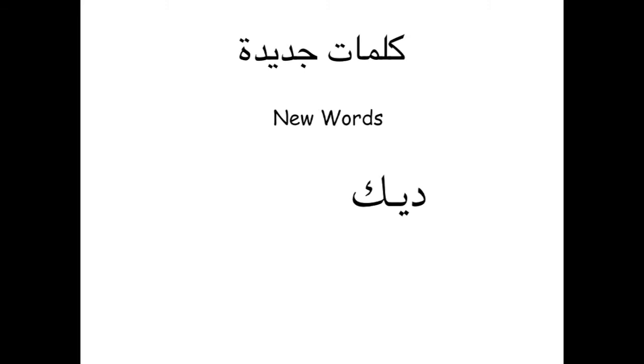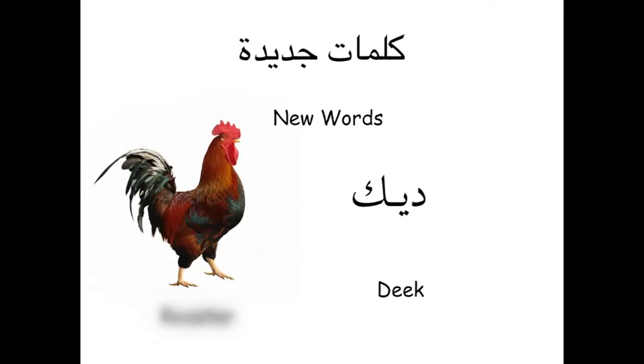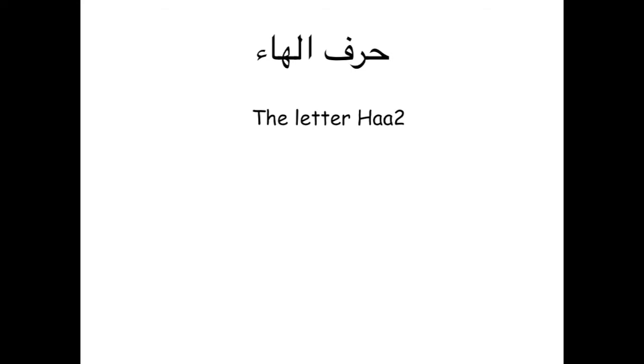That's a dal followed by a ya without a modifier, which makes it a long vowel. So this is D, and then a Kaaf, K. So this is Deek, which is a rooster.